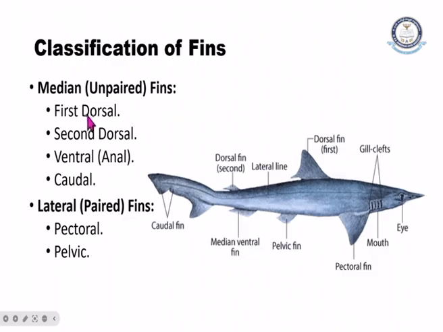Median unpaired fins are, again in this picture, you can view all the named fins: first dorsal, second dorsal, ventral fin, also called the anal fin, and caudal fin. And the lateral fins, they are paired fins. They are of two types, pectoral and pelvic. See, this is the pectoral fin, just behind the gills, and here will be the pelvic fin nearer to the anal region.